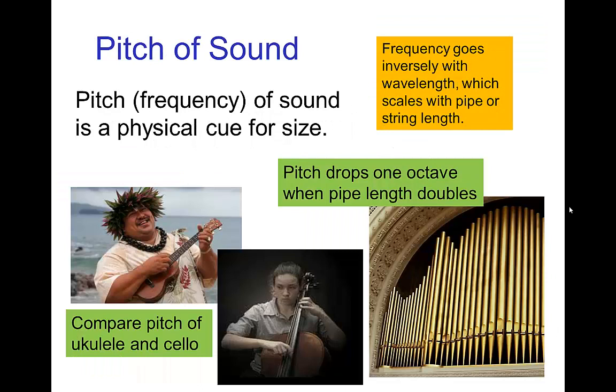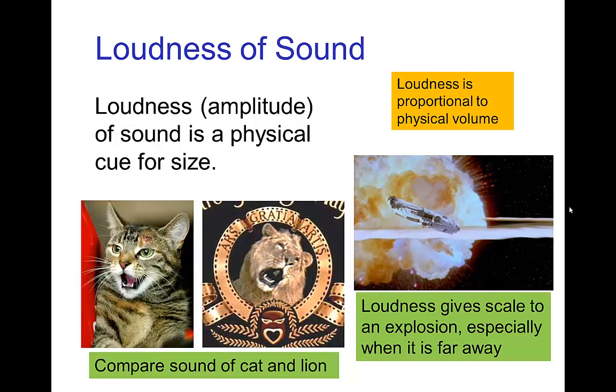Now, the sound that an animal makes, specifically the pitch, is a physical cue for size. So you have small animals with high-pitched squeaky voices, large animals with deeper voices, and this is since the frequency goes inversely with the wavelength, and that wavelength scales with the size of the pipe or string or whatever instrument is creating the sound. So, in fact, increasing the size by a factor of 2 changes the pitch by 1 octave. The loudness is another physical cue for size. A small animal does not have enough volume to produce very loud sounds compared to a larger animal.